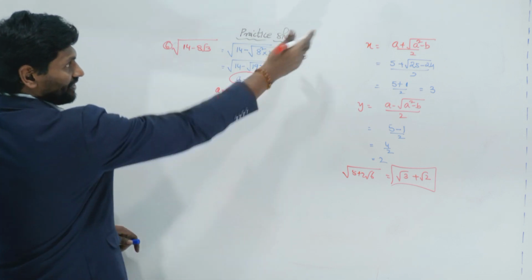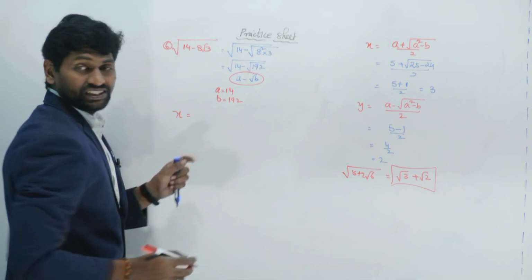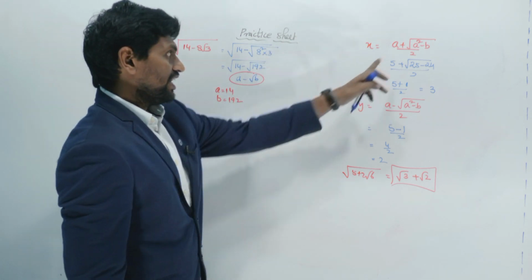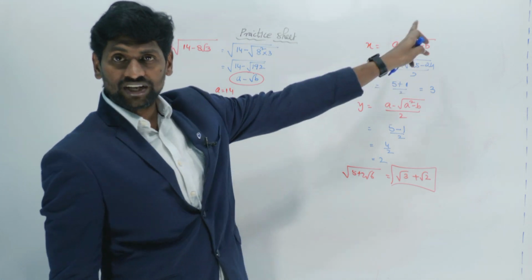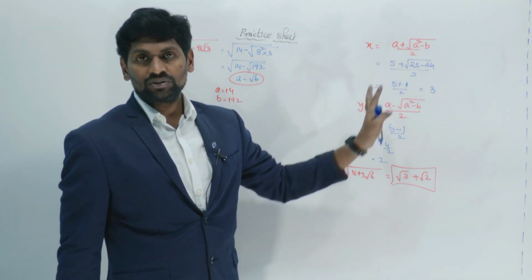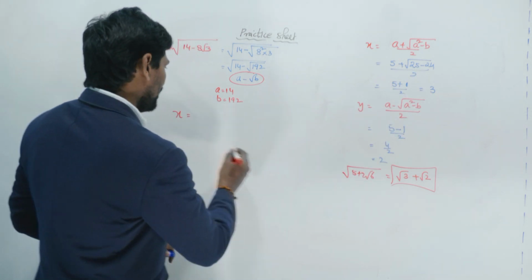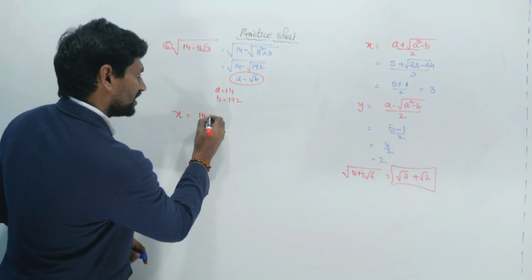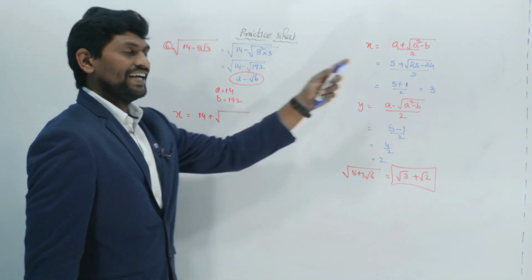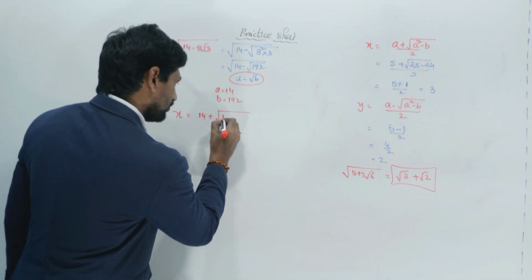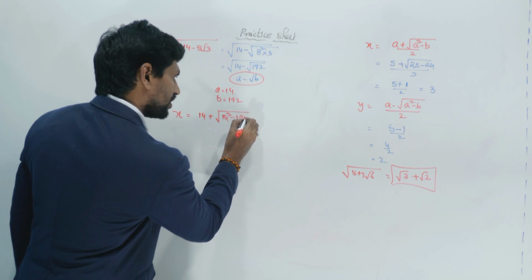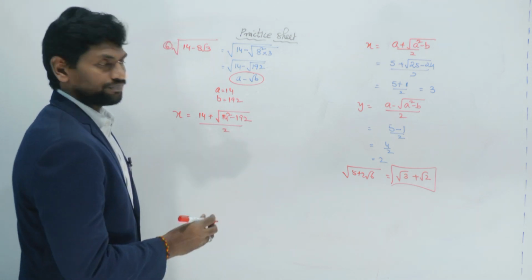Then how to find the x value? By using the same formula. This time I am not writing the formula. Okay. Here only the formula: a plus root over a square minus b by 2, a minus root over a square minus b by 2. Okay? So a value 14, I am writing directly: plus root over a square, 14 square, minus b value 192, by 2.